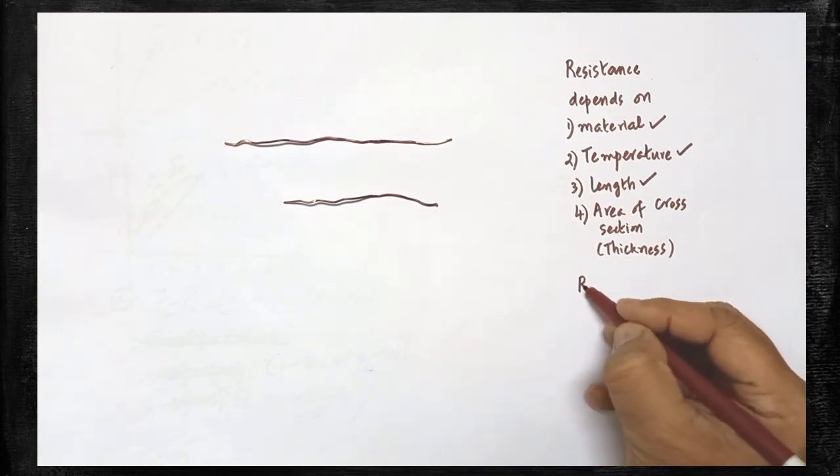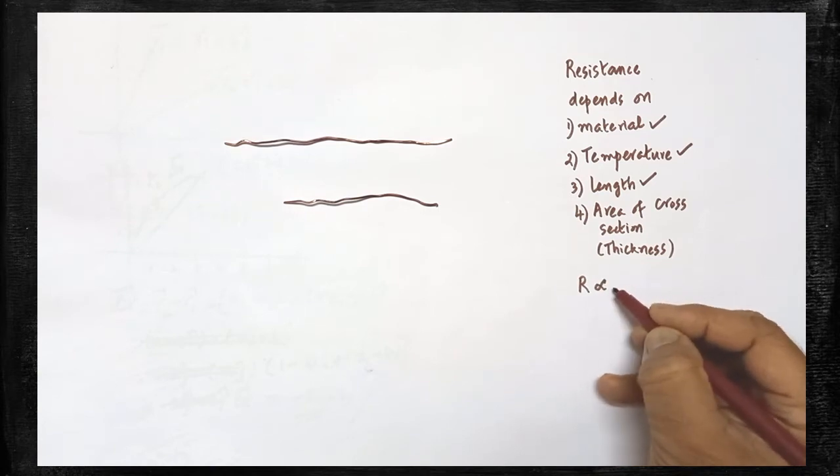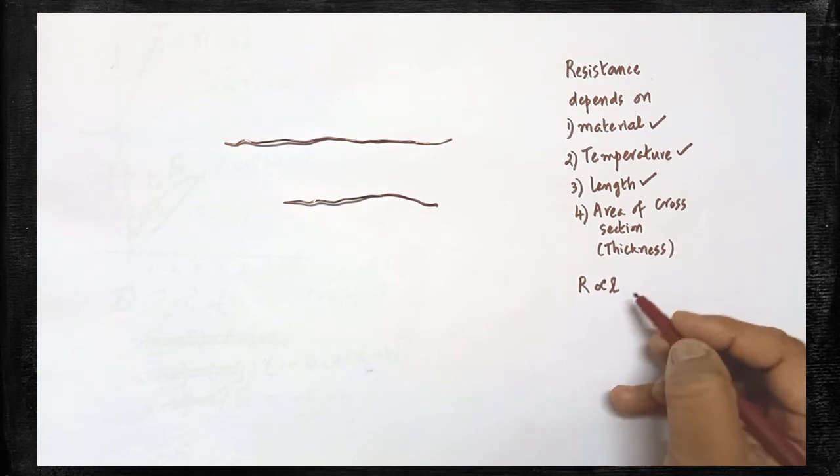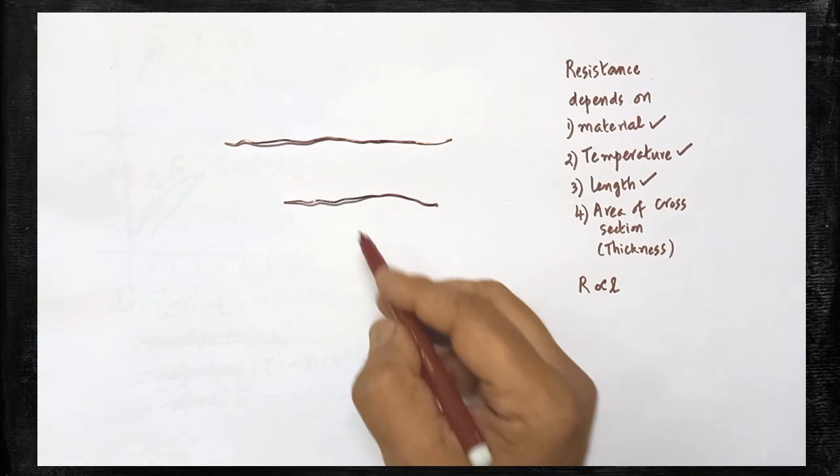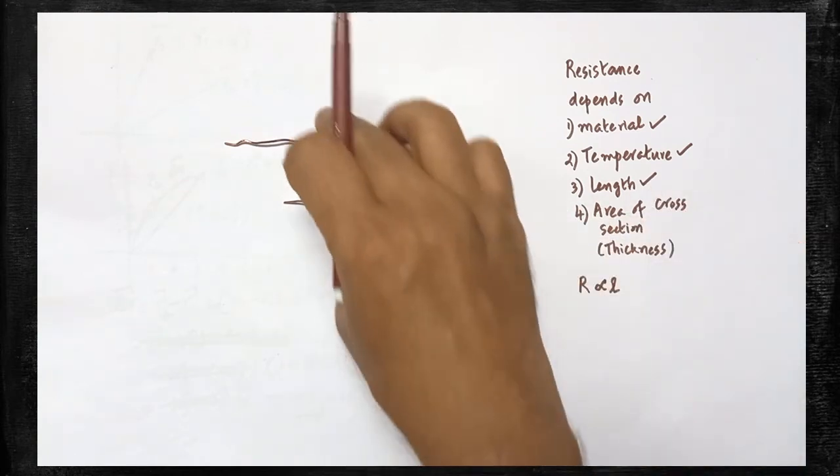So the resistance is directly proportional to the length. The meaning is, when length is more, resistance will be more. When length is less, resistance will be less. Understood? So this is the second parameter, now the third parameter.